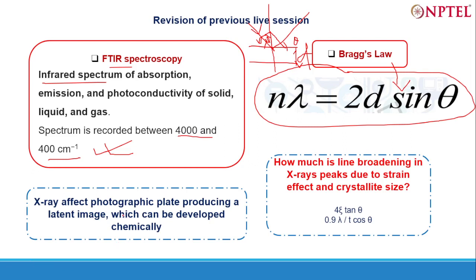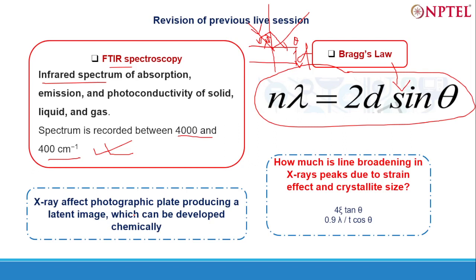There has to be a photographic plate which records the observation of the X-rays, and that photographic plate produces a latent image which has to be developed chemically. That's how we obtain the X-ray. Also, these days some software records the results of X-rays digitally. So we have digital X-rays also. Now the technology has advanced. Earlier, it had to be developed on a photographic plate.